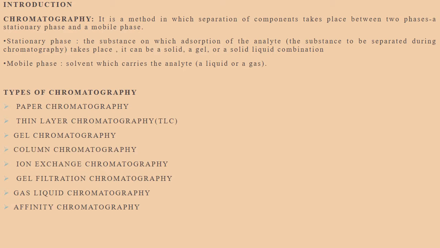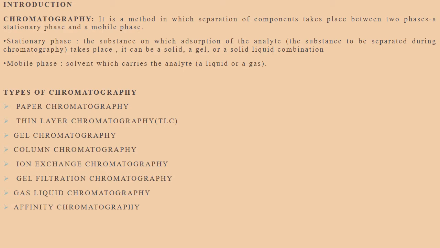Starting with the introduction, chromatography. Chromatography is a method in which separation of components takes place between two phases: one is the stationary phase and the other is the mobile phase. What is the stationary phase? The substance on which adsorption of the analyte, that is the substance to be separated during chromatography, takes place. It can be a solid, gel or solid-liquid combination. Coming to the mobile phase, it is the solvent which carries the analyte, and it may be a gas or a liquid.